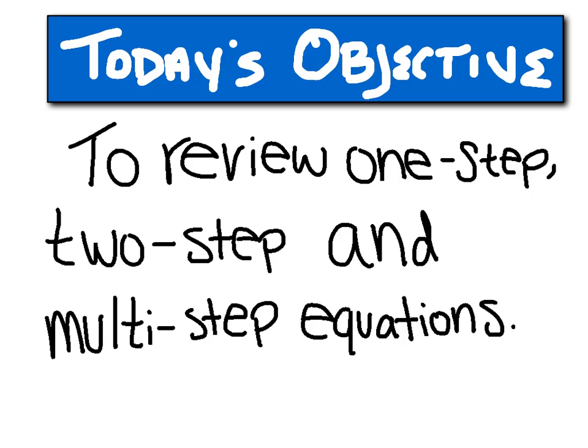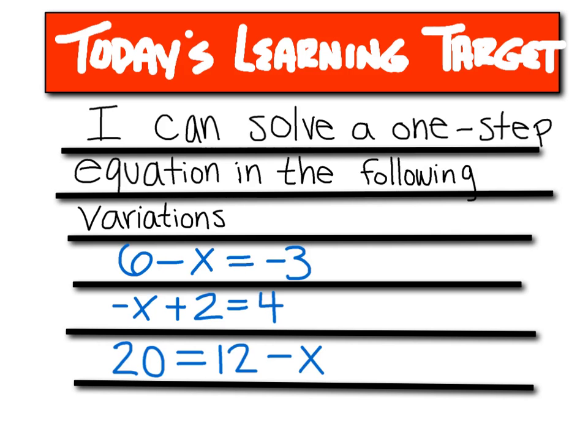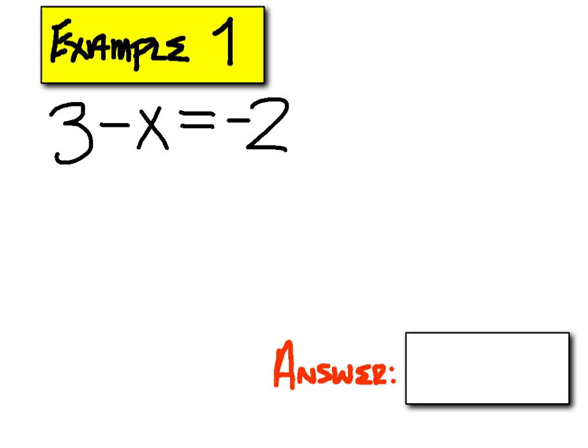Okay, today's objective is to review one-step, two-step, and multi-step equations. In our learning target, you should be able to solve a one-step equation in the following variations. We have 6 minus x equals -3, -x plus 2 equals 4, and 20 is equal to 12 minus x.